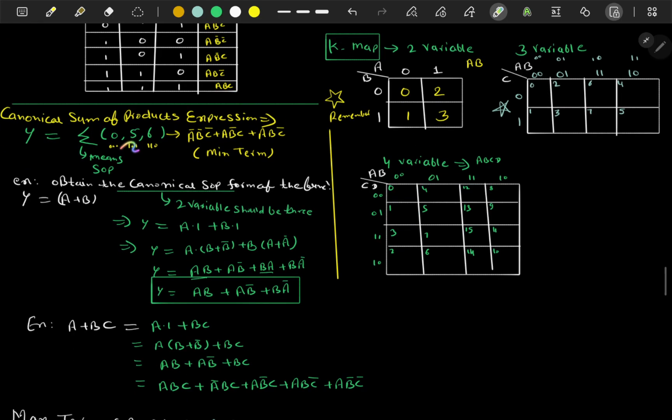Okay. So just what will happen in this? This is 000, 101, and 110. It means SOP. So 000 means we will run towards 1 in SOP. So 0 means bar, so whole bar, and it is a min term SOP. In 101 it is A B bar C, and 110 means A B C bar.